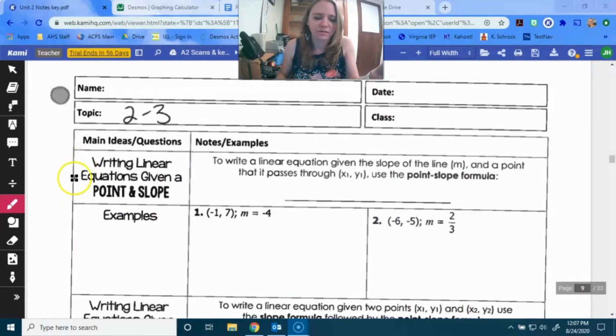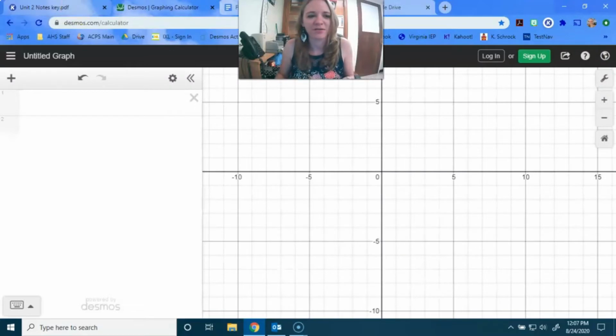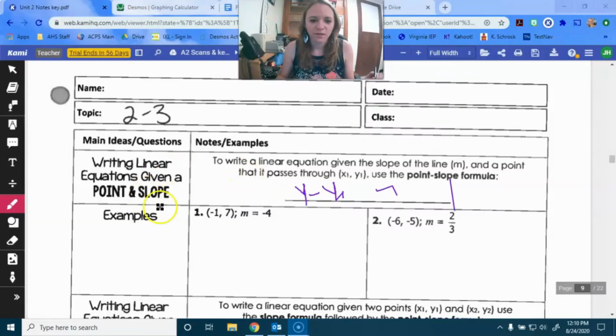Alright guys, let's get started on section 3 of unit 2. So there's a lot to this. You do need your calculators, so go ahead and get Desmos open, and if you have a handheld calculator, go ahead and get that out too. So we will be using these calculators. Alright, so let's get started on these notes.